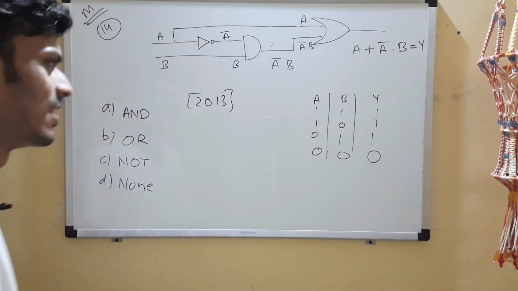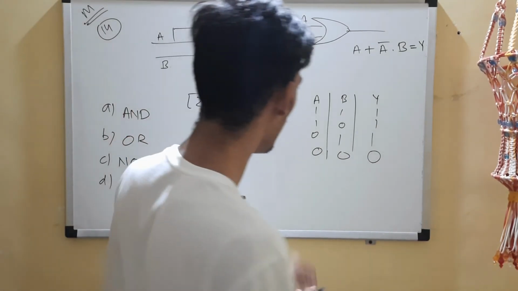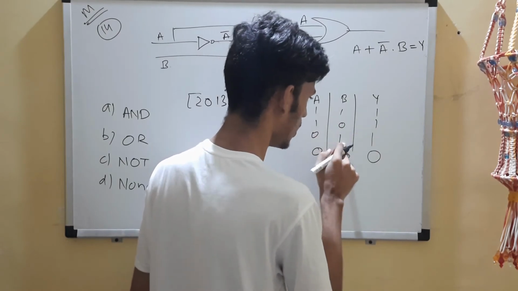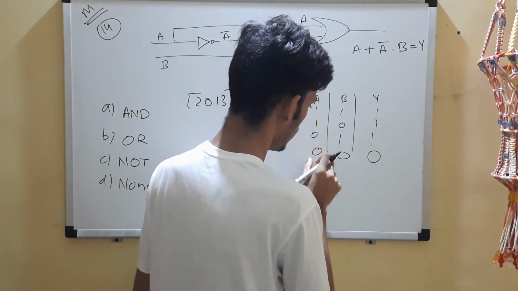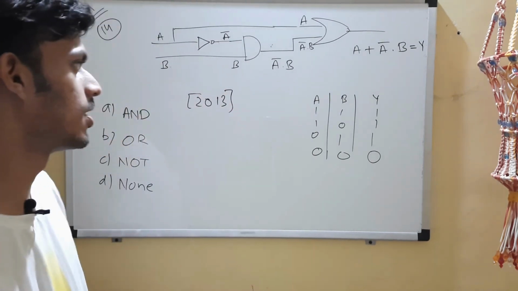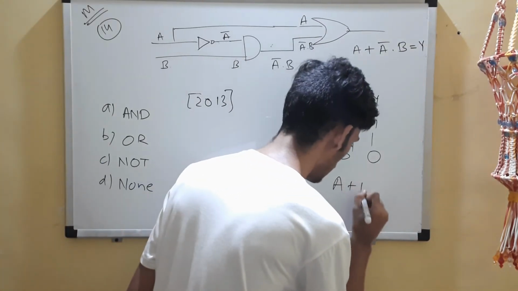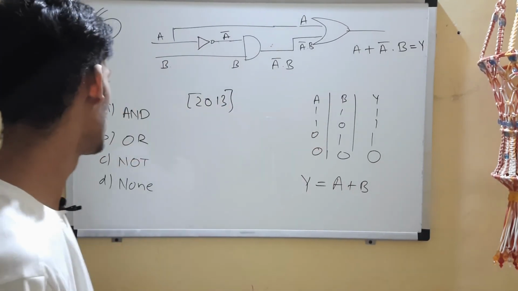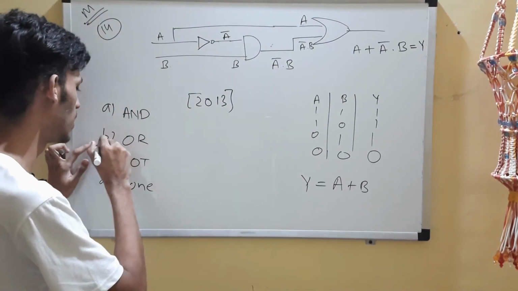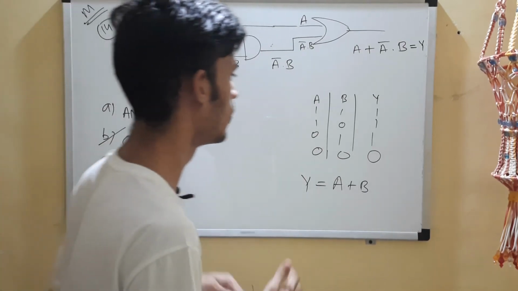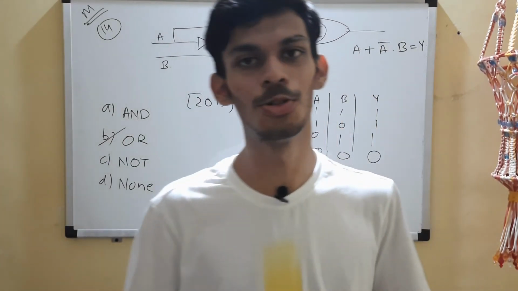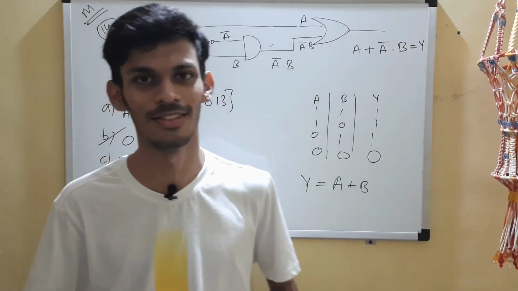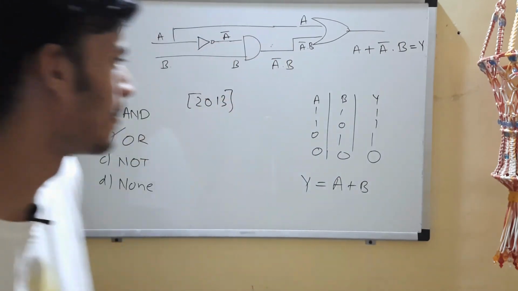And if you see, this is nothing but the truth table of our OR gate, right? 1 plus 1 is 1, 1 plus 0 is 1, 0 plus 1 is 1, 0 plus 0 is 0, right? So this is nothing but A plus B, similar to Y equals A plus B, which is the Boolean formula for the OR gate. So the answer over here, this combination corresponds to the OR gate. Let us try one more of this sort, a little bit more complex one, and then we'll end the class.